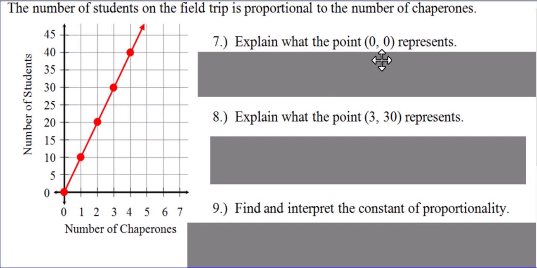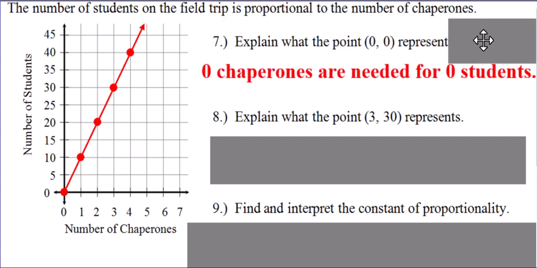Problem number 7, explain what 0, 0 represents. Well, we got chaperones, we got students, and we're talking about a field trip, so 0 chaperones are needed for 0 students. I could also say on the field trip, because that's what the little heading was saying up here at the top. But bare minimum, you better have the word chaperones with 0 and the word students with the other 0, and there you go. Now, it's easy when they're both the same number, because then you don't have to worry about flip-flopping the labels. But when the numbers are not the same, then you really got to pay attention here.